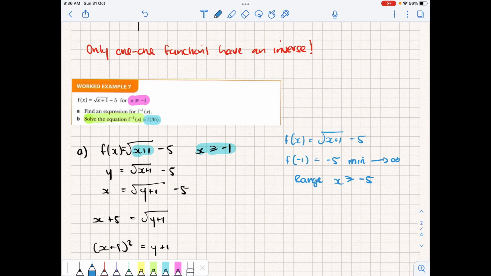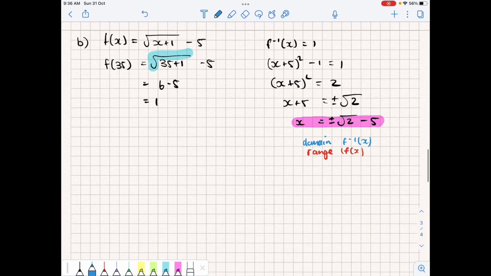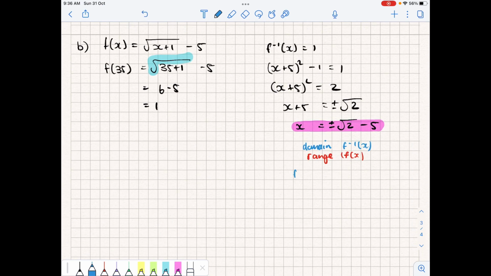Well, if the range of the original function is always going to be greater than or equal to -5, that tells me that the domain of the inverse function, sorry, that's not how we write the domain. The domain here would be x must be greater than or equal to -5. And if we look at our two solutions, if we took the negative square root of 2, minus 5, that would be less than -5. And so the only value we would want is x equal to plus the square root of 2, minus 5.